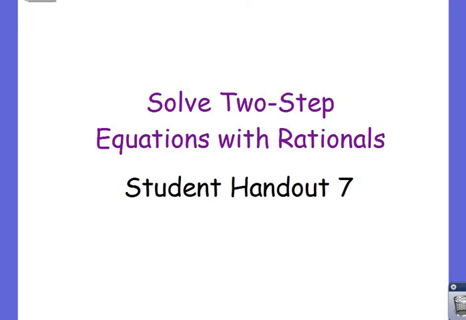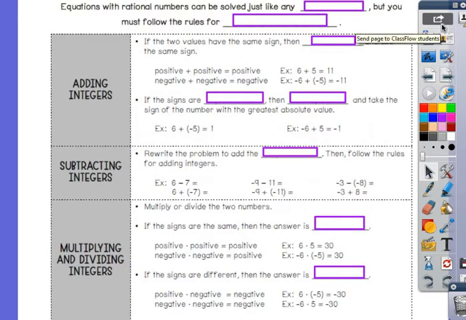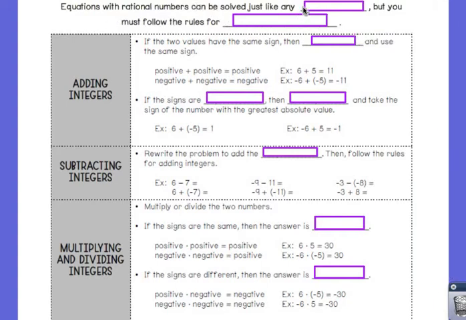Right, solving two-step equations with rationals. The first part of this is reviewing from the beginning of the year stuff, like our integer song that we learned. So it should be pretty simple. Equations with rational numbers can be solved just like any equation, but you must follow the rules for integer operations.